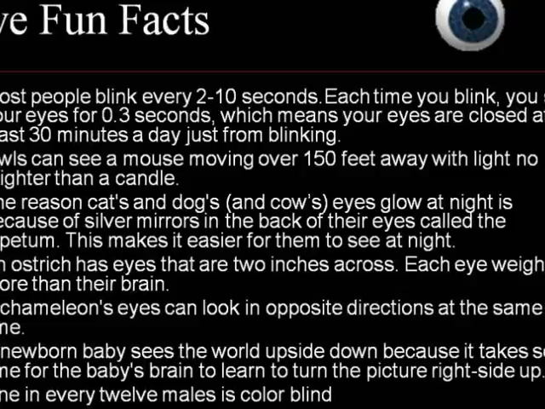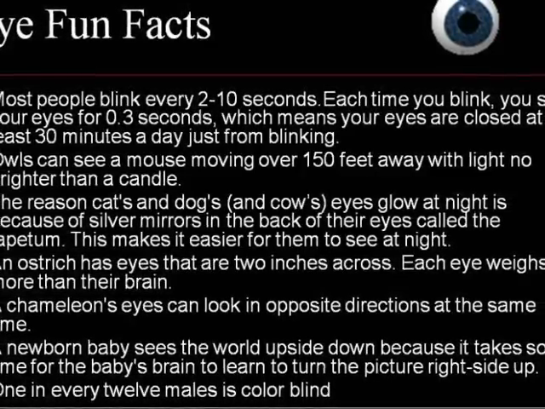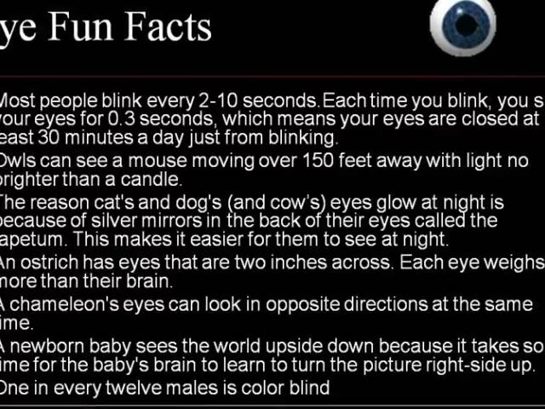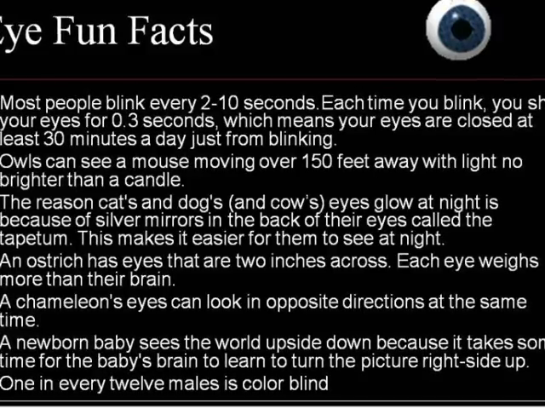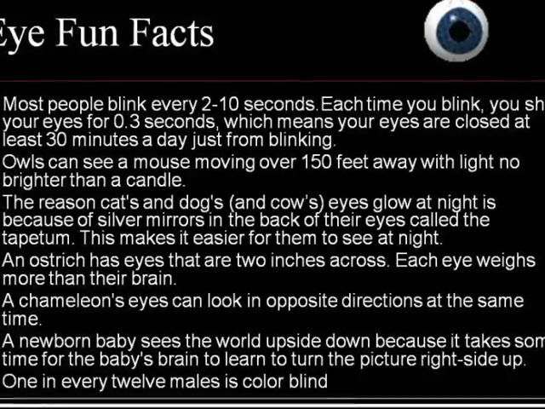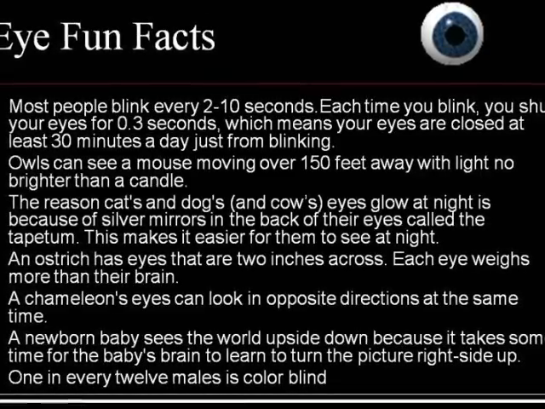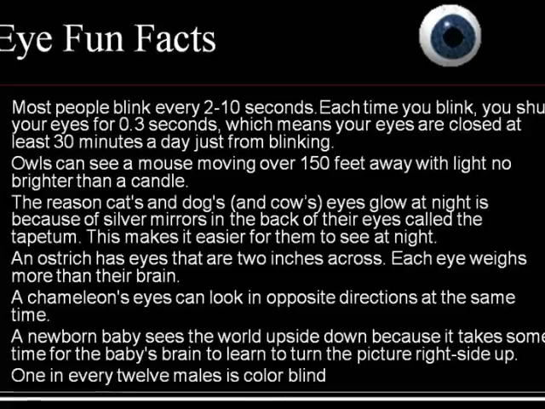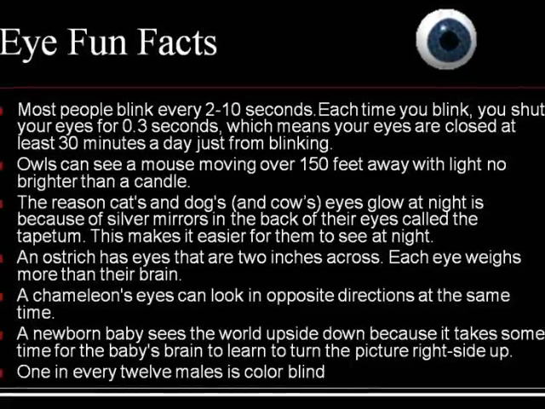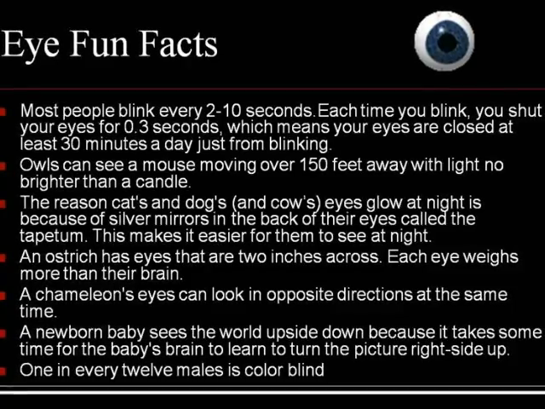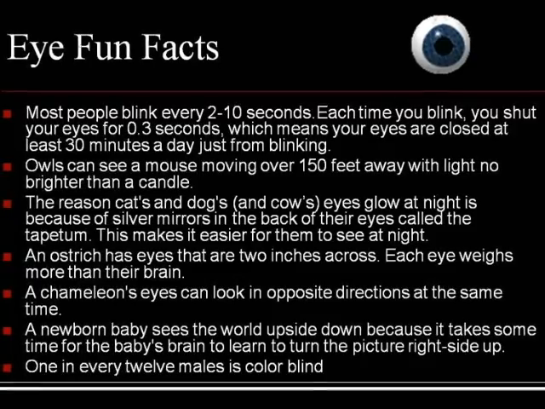Some fun eye facts. Did you know most people blink every 2 to 10 seconds? Each time you blink, you shut your eyes for 3/10 of a second, which means your eyes are closed at least 30 minutes a day just from blinking. Owls can see a mouse moving over 150 feet away with light no brighter than a candle. The reason cats and dogs and cows' eyes glow at night is because of silver mirrors in the back of their eyes called the tapetum. This makes it easier for them to see at night.